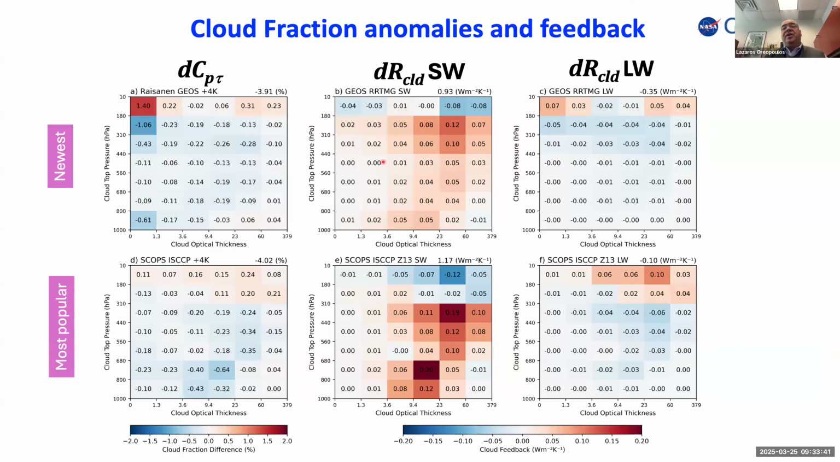And at the top, we have kind of the newest, which is the model's own cloud radiative kernel, basically the RTMG kernels. And you will see here that the overall perturbation of the cloud fraction is quite similar, but the distribution is different. And even though the shortwave cloud feedback overall is very similar, you see its distribution in this phase space is quite different as well. Similarly in the longwave. So here is the most popular choice people have been using, and here's the one that's our newest thing using the model's own CRK.